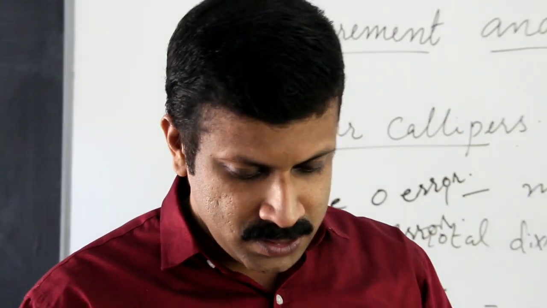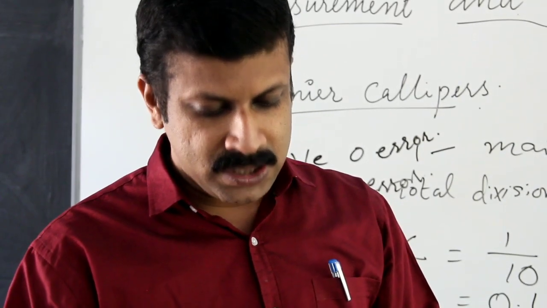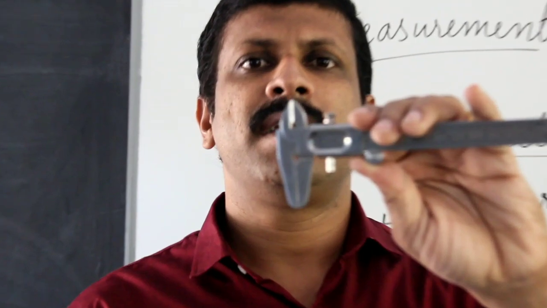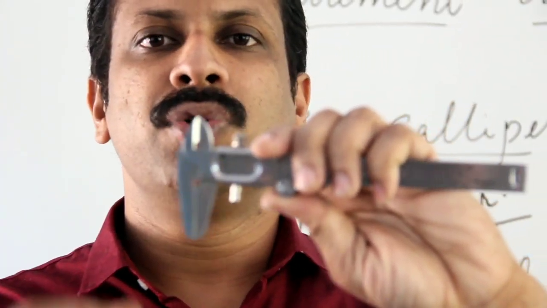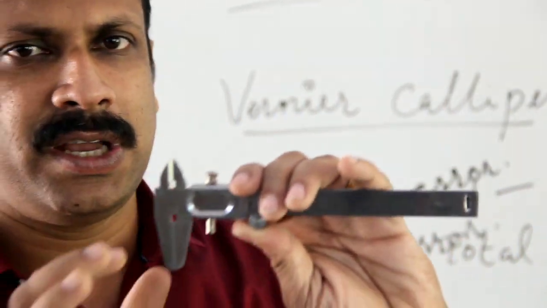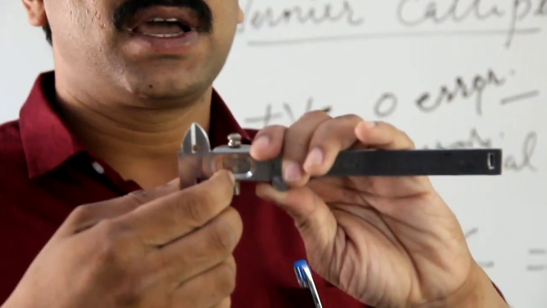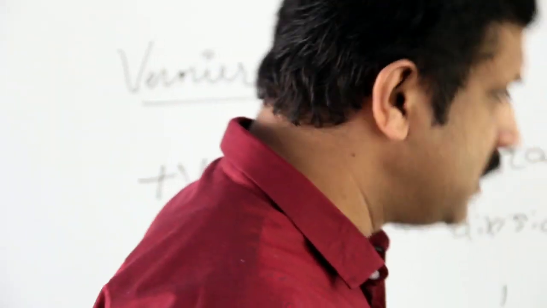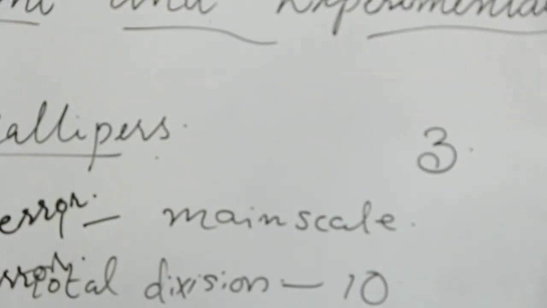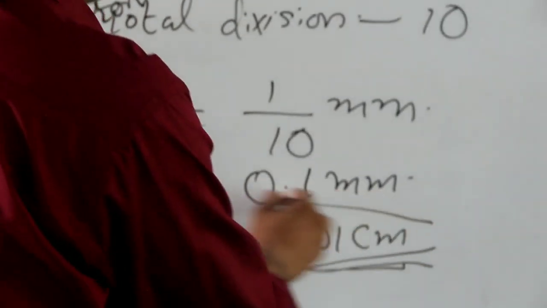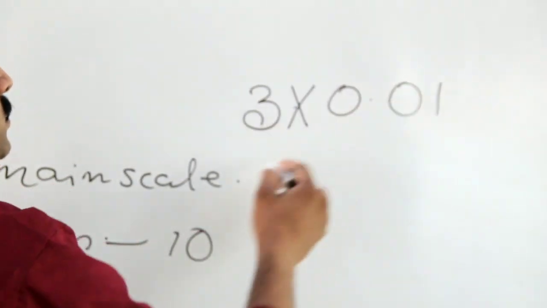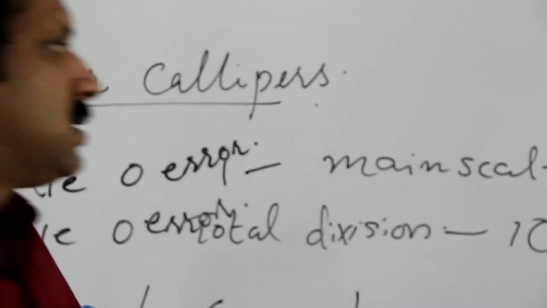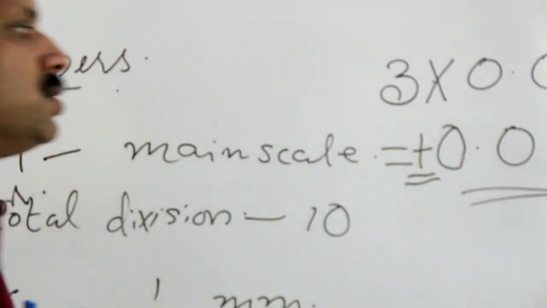Okay, in this case, the third line is coinciding with the main scale reading. If there is a zero error, you can count which line of the vernier scale is coinciding with the main scale, so that number is taken. If the third line is coinciding with the main scale reading, we take 3. The third number is multiplied with the least count which we have found out, 0.01. Therefore, we will get 0.03 as a positive zero error. The sign is important in this case: positive zero error.